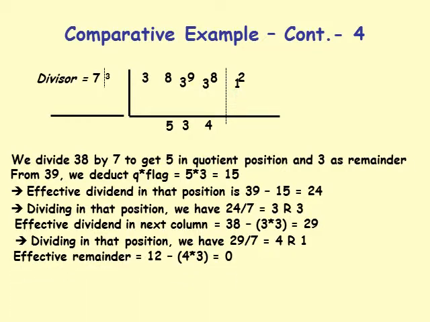Let's continue. Now the effective remainder is 12. 12 was the gross remainder, minus 4 times 3, 4 the quotient digit and 3 the flag digit. Let's continue here. So that means that 38982 divided by 73 is 534, remainder 0.